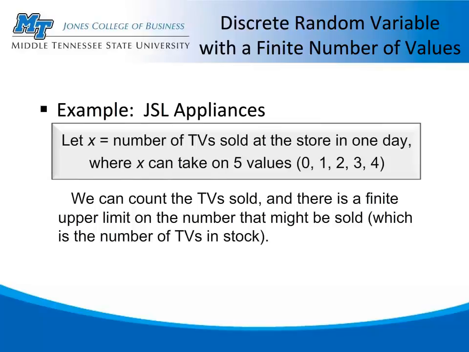Now, this example for JSL Appliances is for a discrete random variable with a finite number of values. X is the random variable, and we're saying that it represents the number of TVs sold per day. There are 5 values. That's a finite number. There may be 0, there may be 1, 2, 3, or 4, but it's not possible for some reason to sell more than 4 in a day. Could be an inventory situation. It could be that they're basing the probability distribution off of historical information and they've never sold more than 4 in a day.